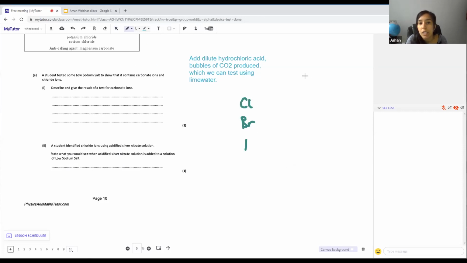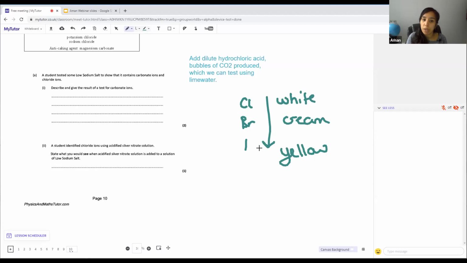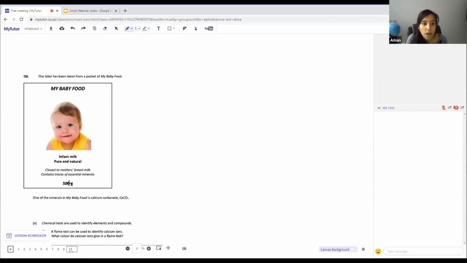So if you think about it as a spectrum, chlorine is white, bromine is cream, and iodine is yellow. So just think about it going progressively more yellow as you go down the periodic table. That's what I do to remember it. Great, well done everyone. Okay, so that was the tests for all the negative ions.